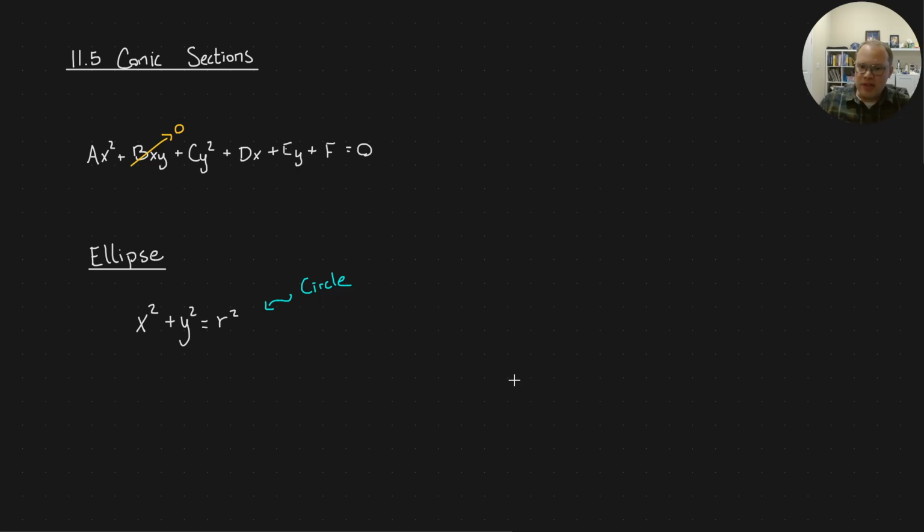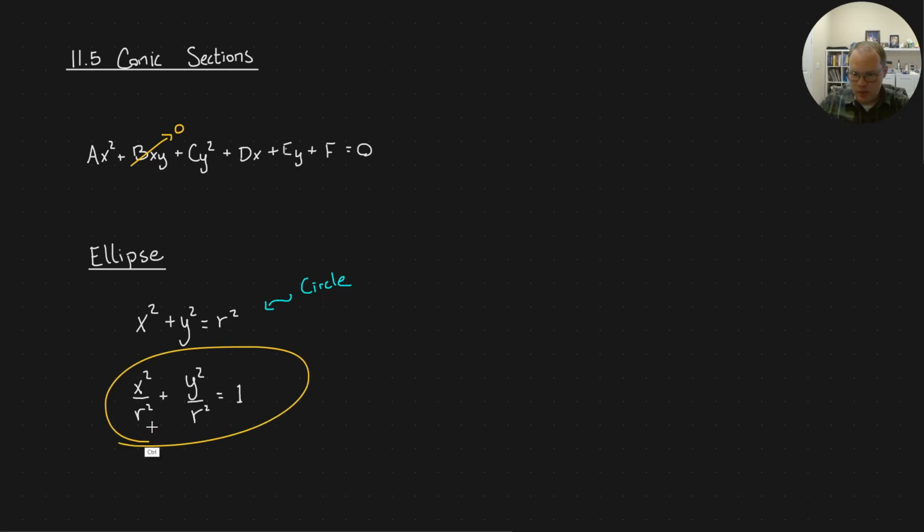Now, we could write this a different way. If we divide by the r squared, we get x squared over r squared plus y squared over r squared equals 1. This is also the equation of a circle. It's just a non-standard way to write that equation. Now, what we do for an ellipse is we take this and we just change the values of these so that they don't have to be the same.